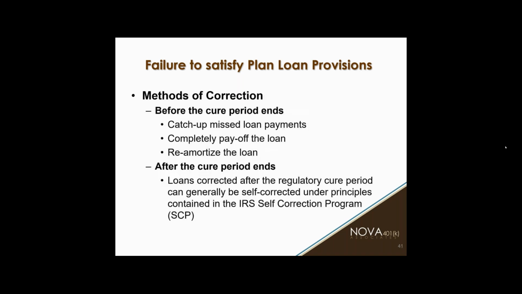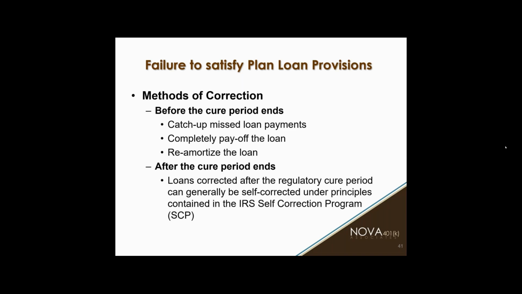So how do I fix a problem loan or a delinquent loan? Before the cure period ends, you can either catch up the missed loan repayments. The individual, if they wanted, could completely pay off the loan in full, right? Or with our help or the help of your investment provider, we can help you refinance it or re-amortize it, right? Because they've missed maybe 10 payments. There's a way to re-amortize it so the loan is paid off on time, right?